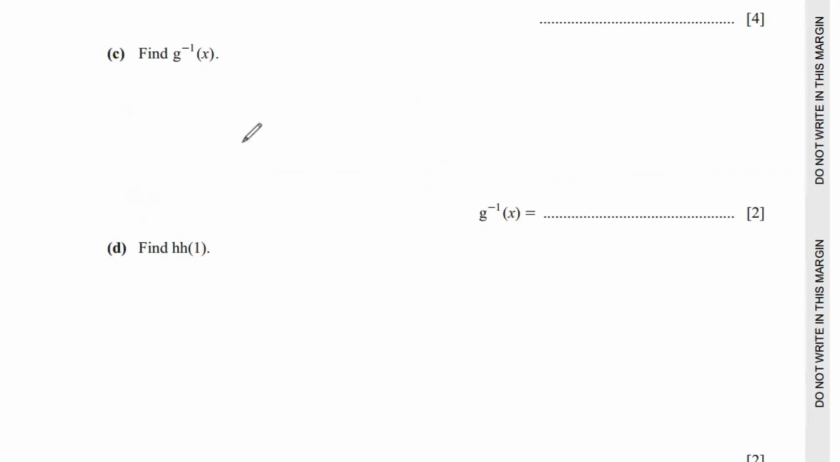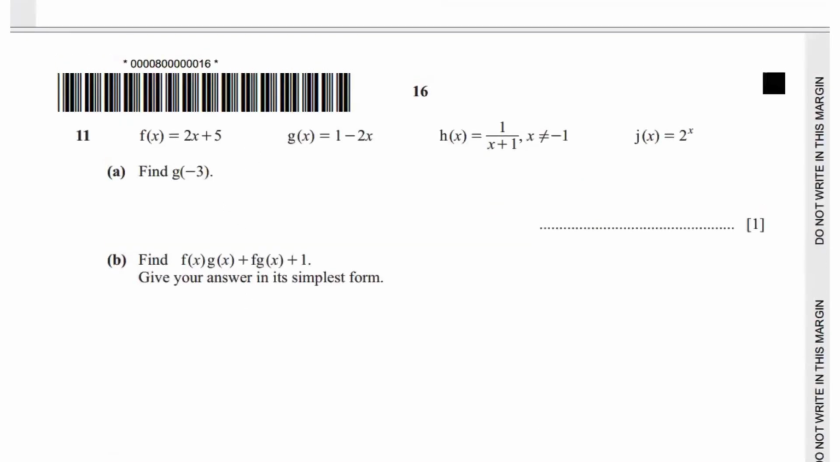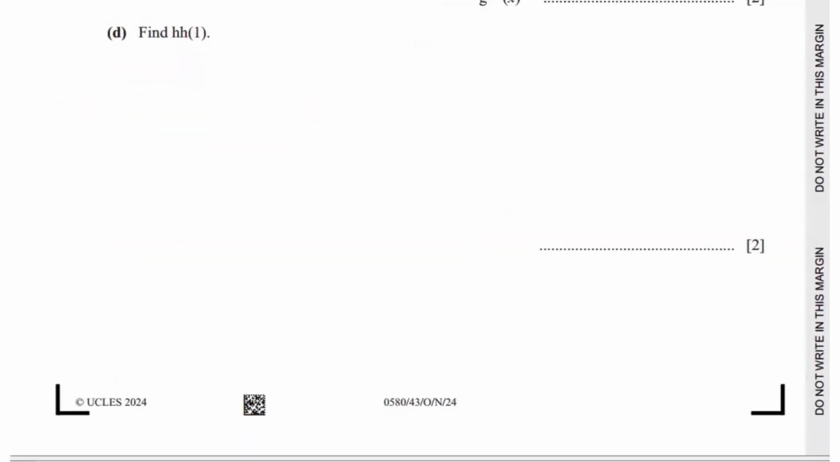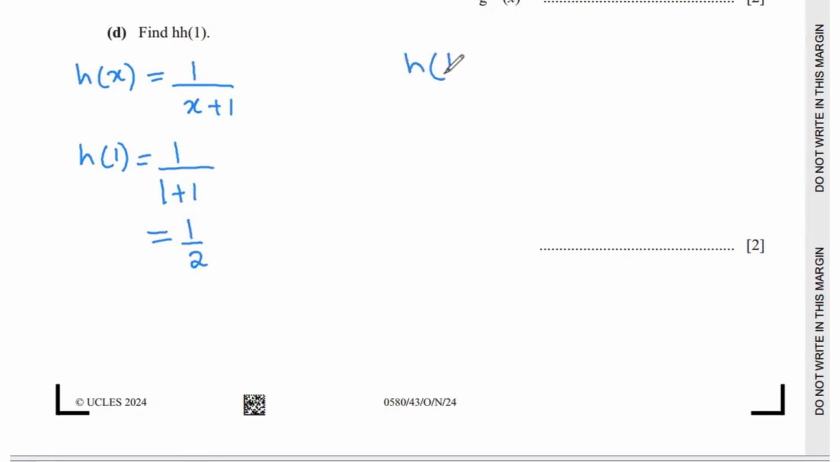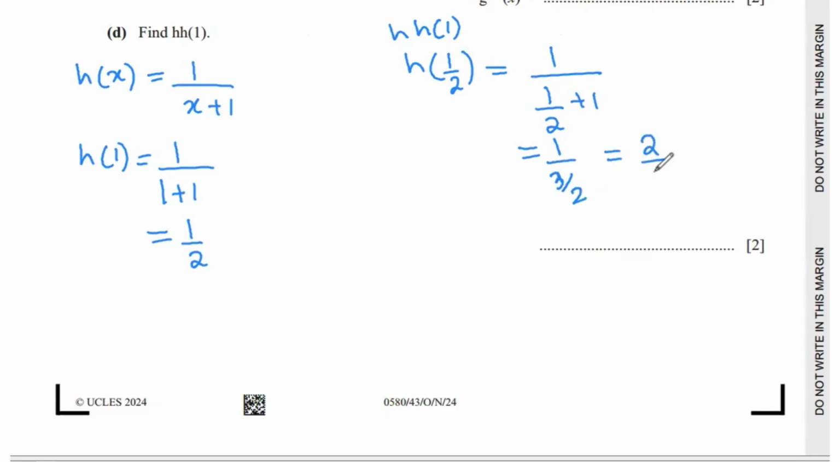Then it says find h of h of 1. So h of x was 1 over x plus 1. So h of 1 would be 1 over 1 plus 1, which is 1 over 2. And then you substitute that again in h of x because they want h of h of 1. So that's going to be 1 over 2 plus 1, which is 1 over 3 over 2, which is the same as 2 over 3. So that's your answer.